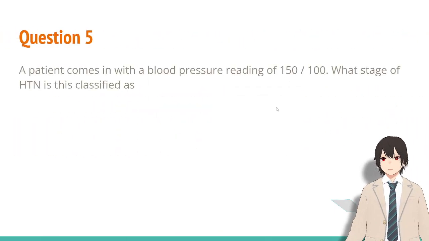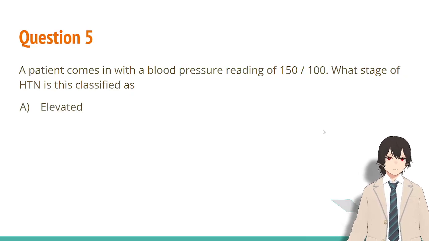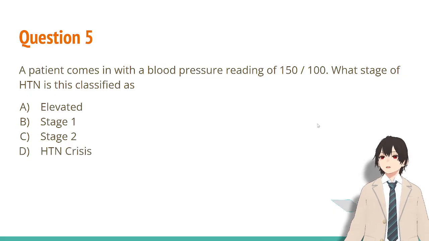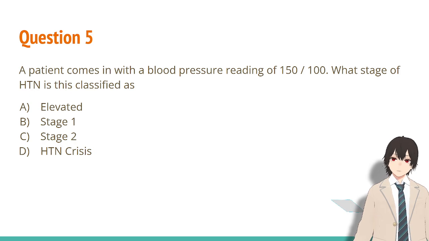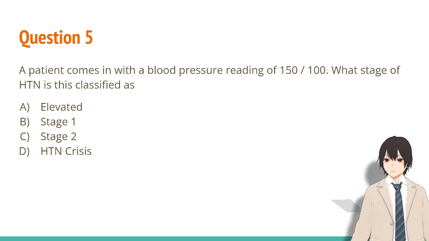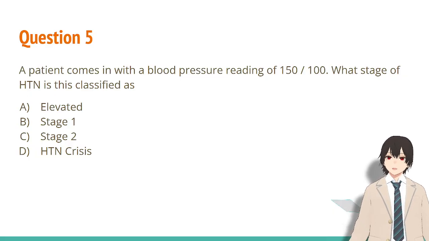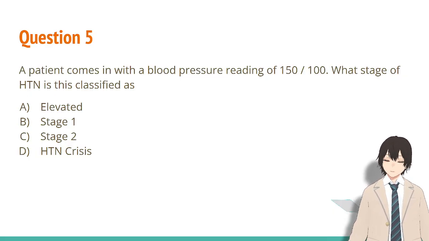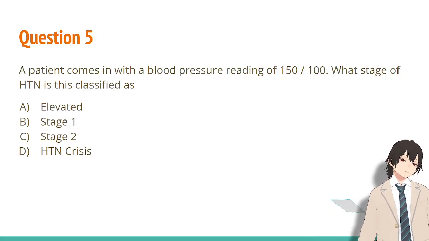Okay. Next question. A patient comes in with a BP of 150 over 100. What stage of hypertension is this classified as? Elevated, stage 1, stage 2, and D, hypertension crisis. And I know if you guys were paying attention in my previous videos, I talked about you can't just say a diagnosis of like hypertension based on one reading, but let's say that this is already diagnosed. This question wasn't written perfectly, but for the sake of this question, let's just say that they already have hypertension. Okay, it's already diagnosed. What stage is it?